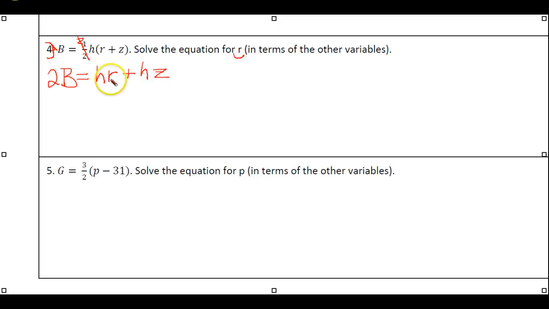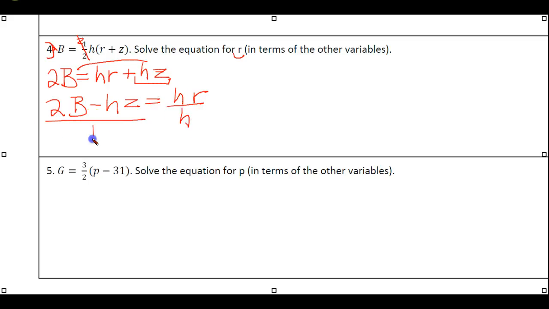And again, we want to solve for the R. So we're going to bring this term over to the other side. So we get 2b. On the other side, this term is a negative HC equals HR, and we want to isolate the R, so we're going to divide both sides by H. And this division bar also serves as a grouping symbol.